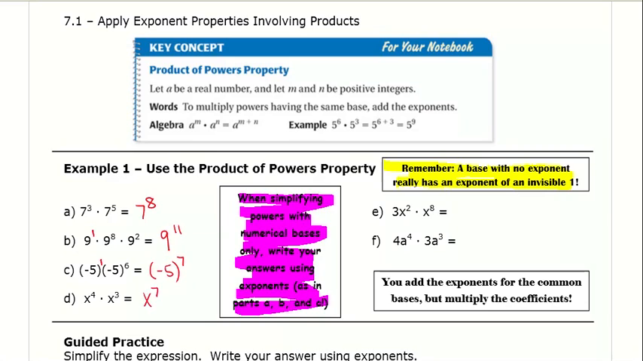Now E and F are a little bit different, because notice we have some coefficients out front. When we have coefficients, we keep multiplying those just like we normally would. This new rule only applies to the exponents. So we're not adding our coefficients together, we're multiplying them together. Here, we do 3 times 1, so it'll just be 3. And with our common base of x, we add our exponents, and our answer is 3x to the 10th. For letter F, we multiply 4 times 3 together to get 12, and add our exponents on the a's, and we get 12a to the 7th.